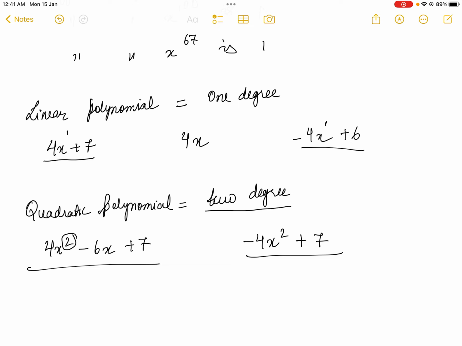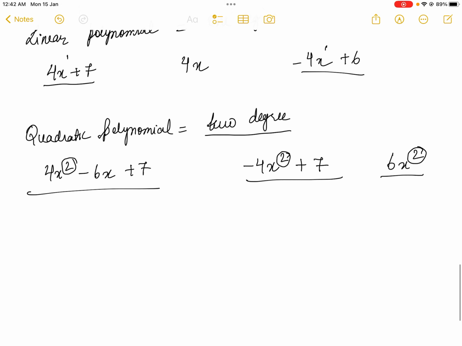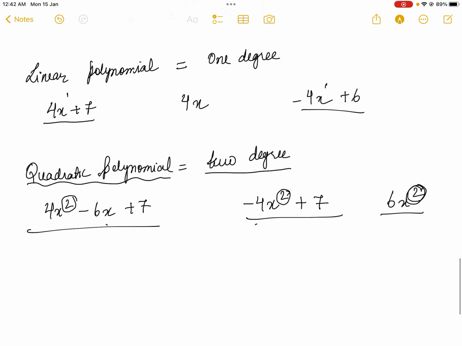Remember, we're only concerned with this degree. Clear? This is also a quadratic polynomial. Even this is a quadratic polynomial. Clear? The degree should be 2. All right, you're clear with this? Okay, so if you come across any algebraic expression where the degree of the given polynomial is 2, then that given polynomial by default is a quadratic polynomial. You're clear with this? So these are all examples of quadratic polynomials. These are all examples of linear polynomials.